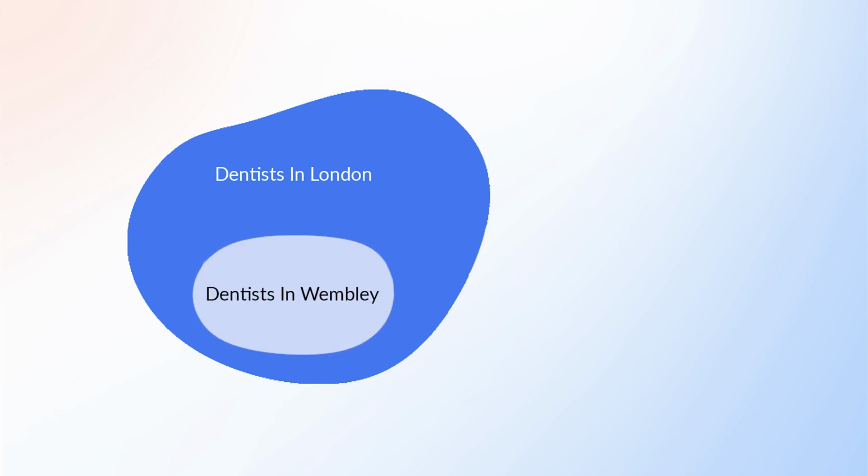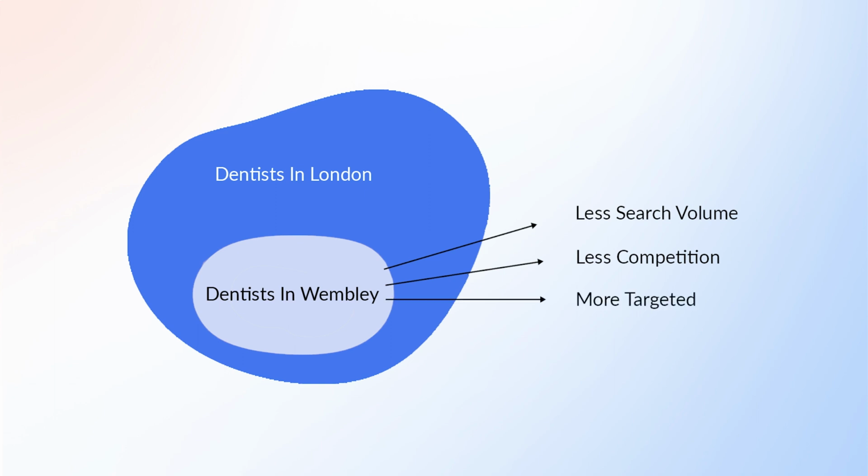The most practical step you can take in this situation is to narrow down the target. Instead of dentist in London, you could target the part of London the dentist actually serves. For example, dentist in Wembley. Now this search term has far less volume than dentist in London, but it also has far less competition. Additionally, this search term is much more targeted since anybody searching for a dentist in Wembley probably either lives or works in Wembley, which means we would get higher conversions from our traffic.